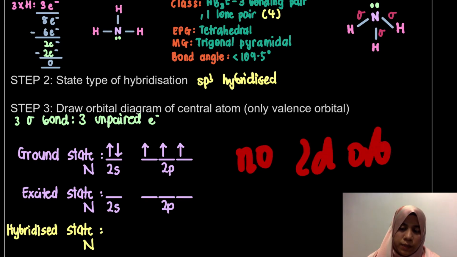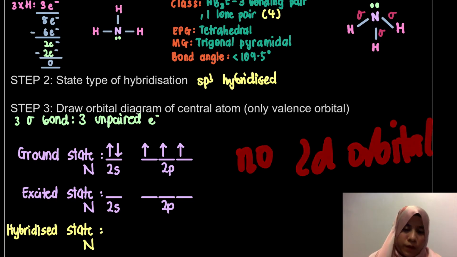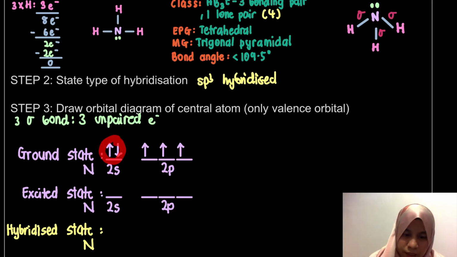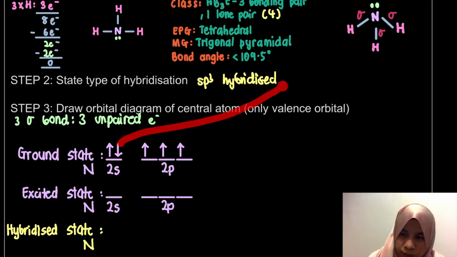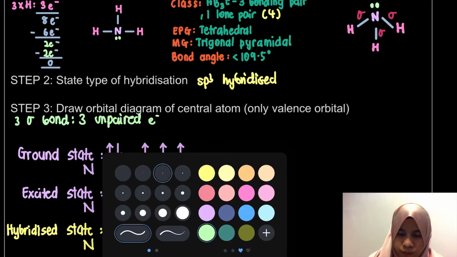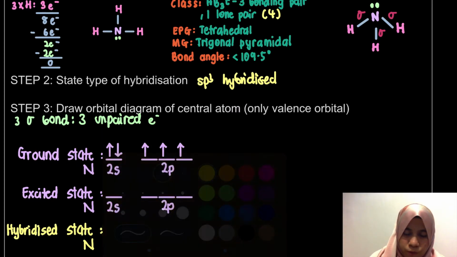Okay, one more. Okay, so what happened to this one? This pair is actually representing our lone pair. So how do we label it? What colour should we use? Yellow for this one. So, what does it mean here?